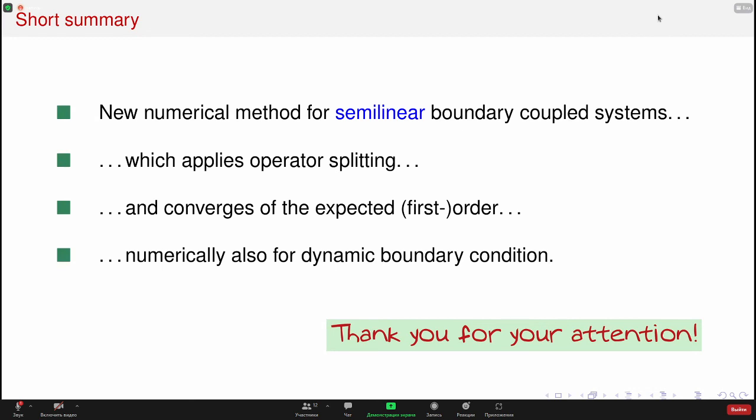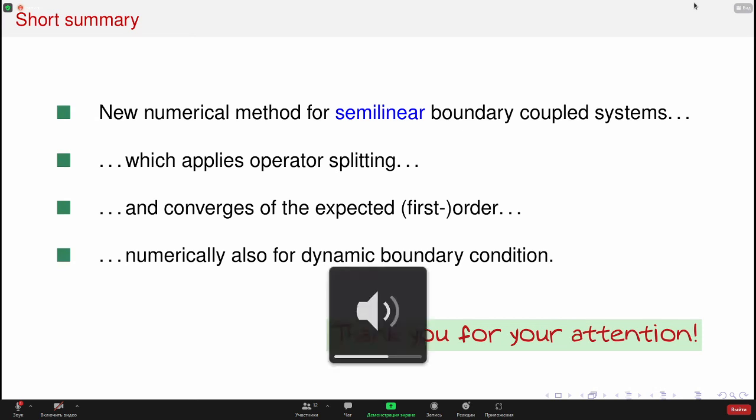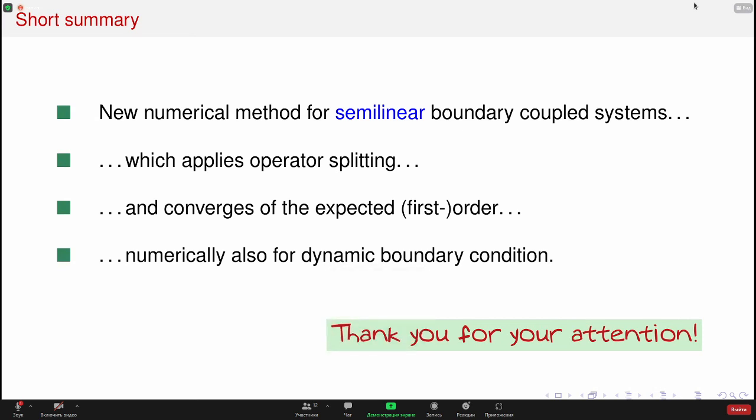Hi, Petra. Hi. Thanks for the nice talk. I wanted to ask, now in your system you have a PDE in a domain and then the other thing is on the boundary of the domain, but is it possible to apply a similar approach if you have two domains that share a boundary?